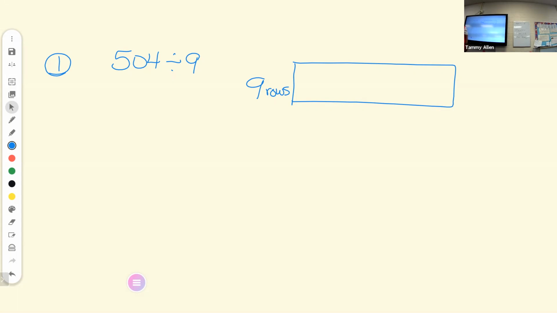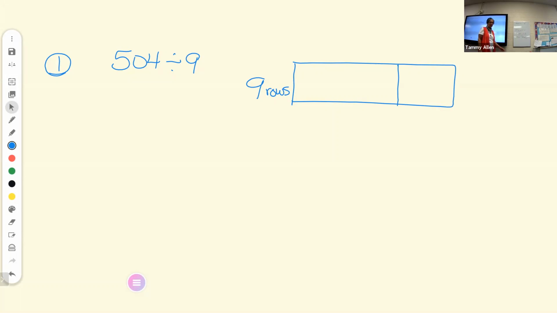So 504 divided by 9. Here we go. Now, we look at this one. It's not as easy peasy as it was yesterday because we don't see 9's on the end, and we can just subtract out 9. So here's what we need to do.